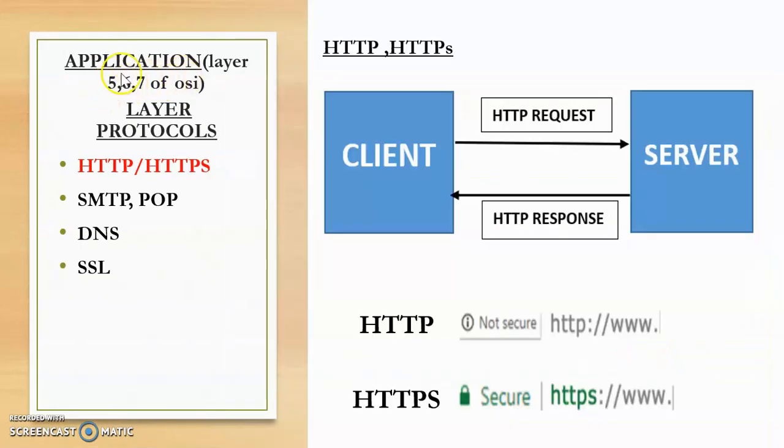Next, let us discuss the application layer protocols of the TCP/IP, or we can say the session, presentation and application layer protocols of the OSI model. So first one is HTTP or HTTPS. Now HTTP is used to access web pages over the World Wide Web. So the client or the user's browser will send an HTTP request and the server, or the application running on a computer hosting a website, will send an HTTP response. Now the difference between HTTP and HTTPS is that HTTP is not secure, whereas HTTPS will be secure.